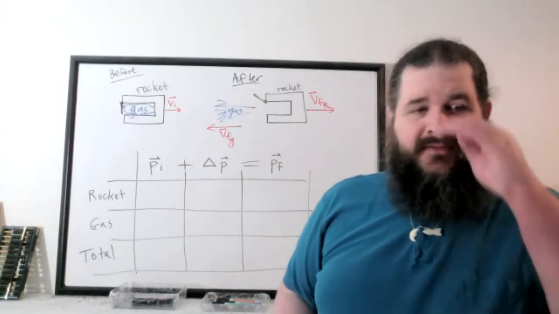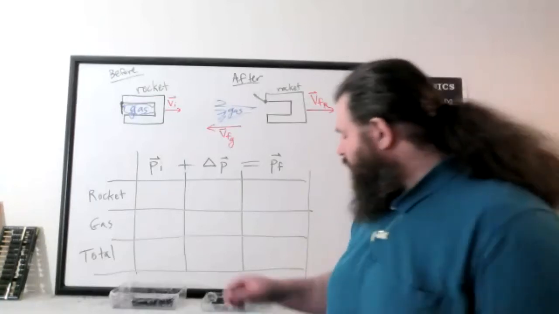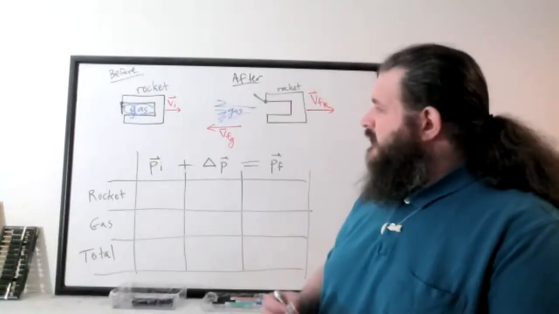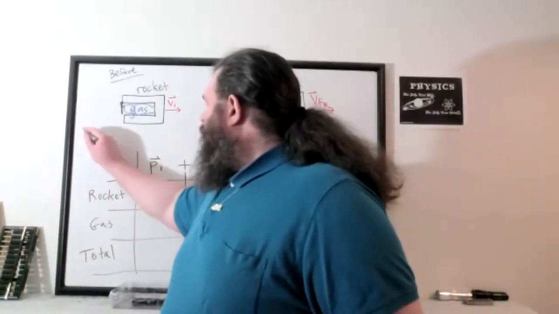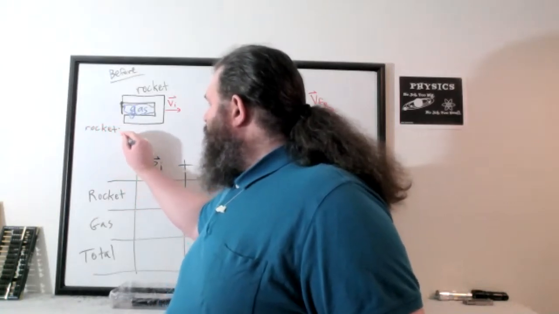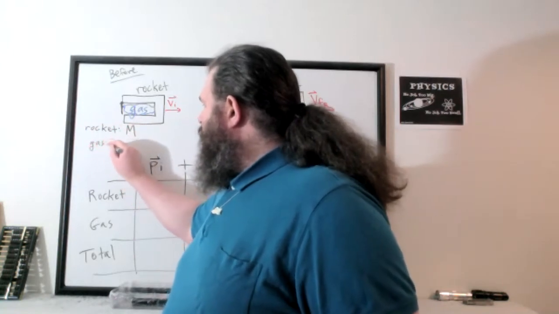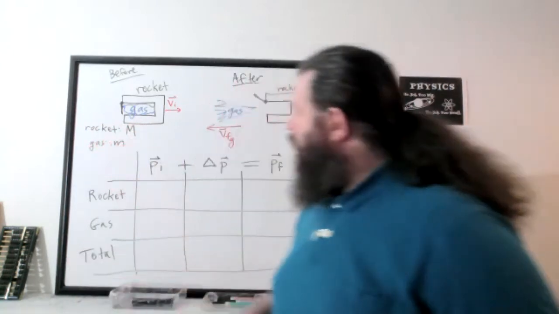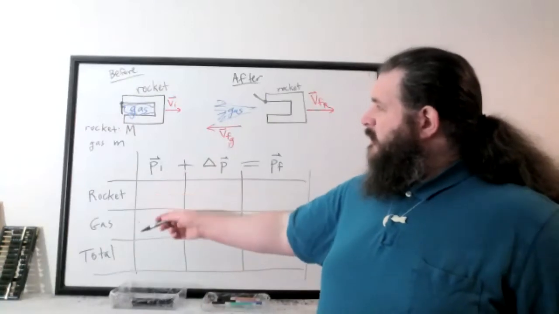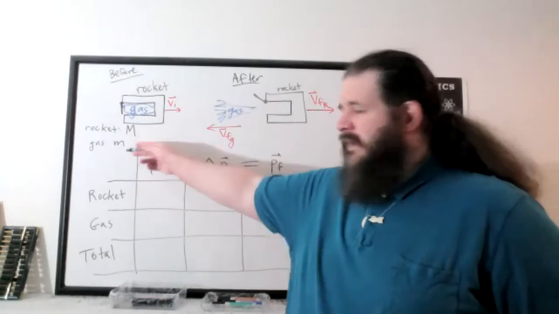No, because what could be different here? The mass. Yeah, they have different masses, presumably. You've got really two masses to deal with. Let's call the mass of the rocket capital M, and the mass of the gas lowercase m. So the rocket's initial momentum will be big M times V initial. The gas's initial momentum will be little m times V initial.